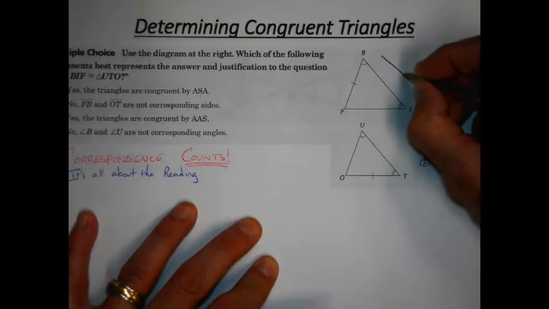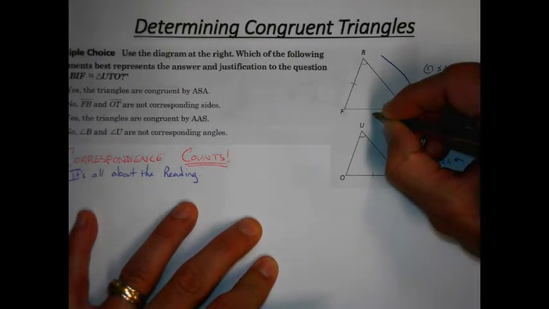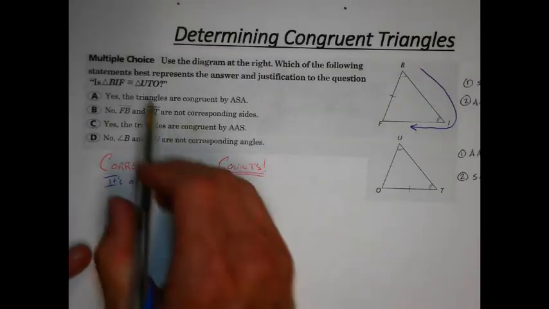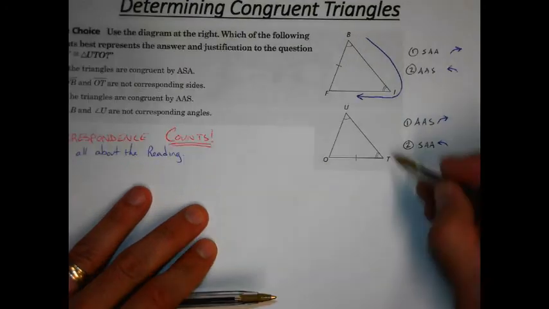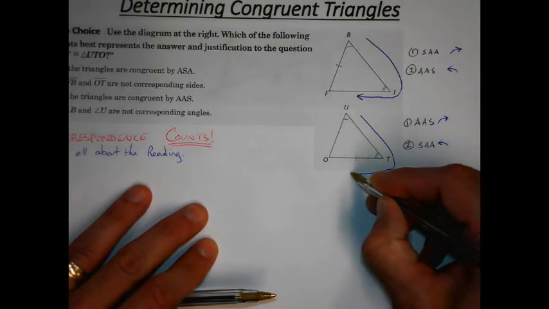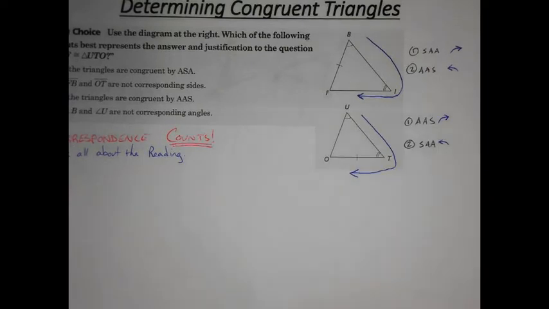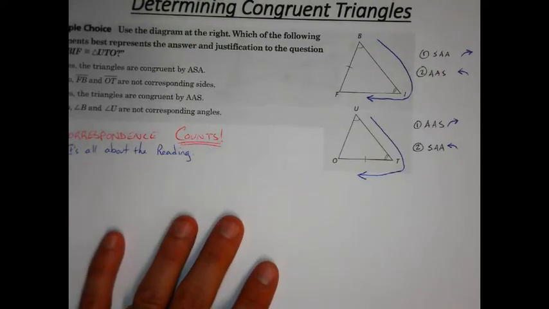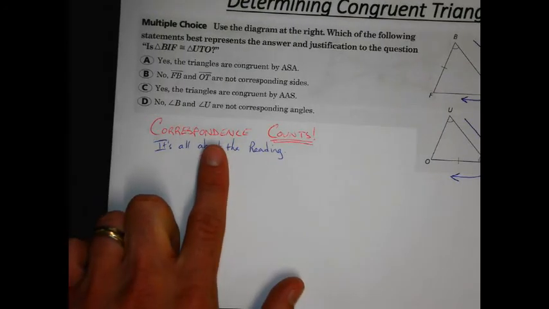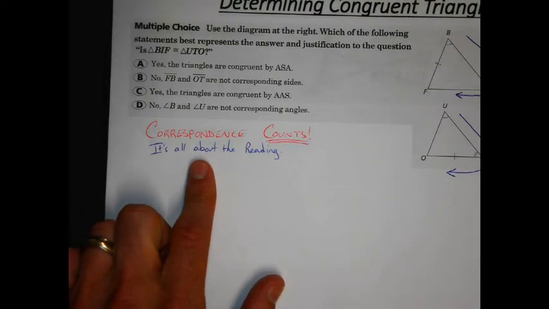BIF, okay? So look at that, reading matters. Is it congruent to triangle UTO? Again, reading matters, UTO. So that's the question. Are the two triangles congruent? So let's take a look at a couple of things. Remember, first of all, that correspondence counts, and it's all about the reading.